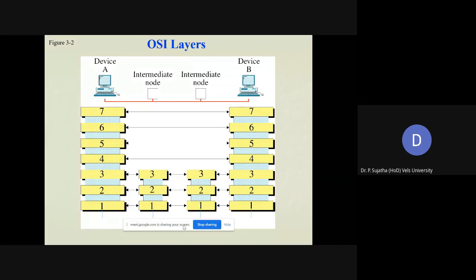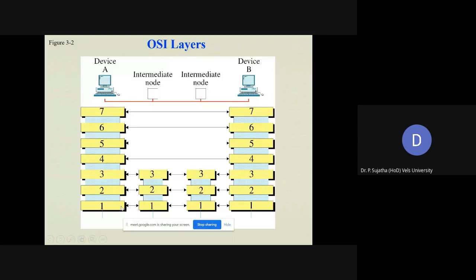Session layer. From the fifth layer it is transmitted to the fourth, the transport layer. Then from the transport layer to the network layer, the third layer. Then from the third layer to the second layer, the data link layer. Then from the data link layer, the message good morning reaches the physical layer. Now the physical layer of device A will be connected with the physical layer of the next node, the intermediate node.